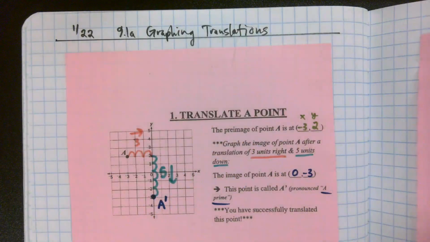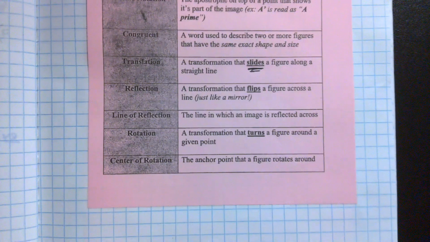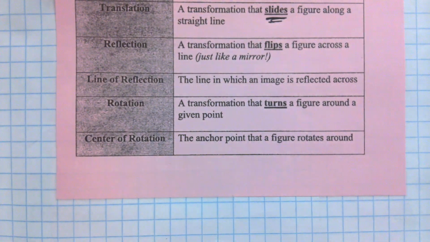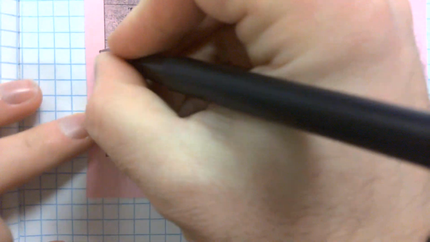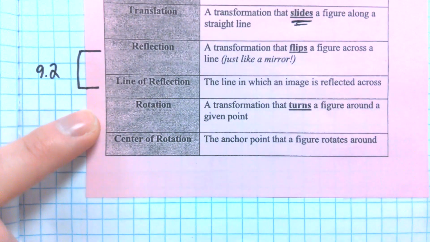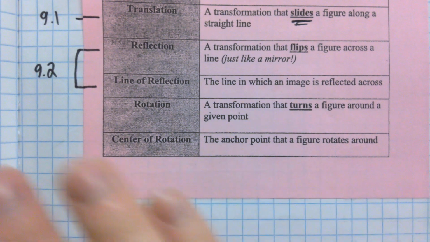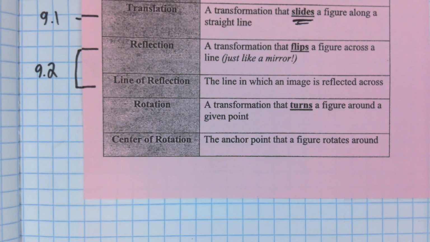So if we take a look back at our vocab chart, we've got two new terms that we're going to take a look at. So translation we covered in 9.1. Now we're going to talk about a reflection.